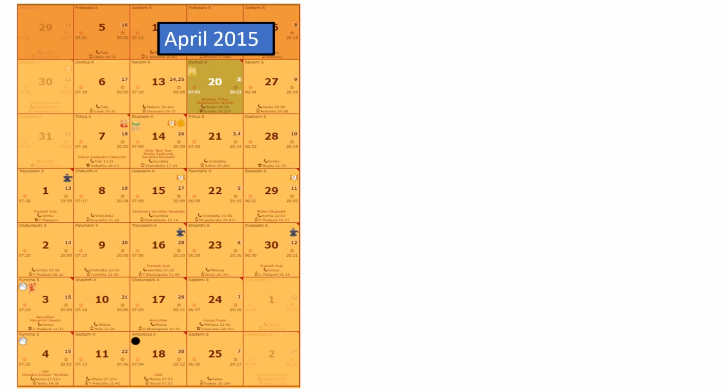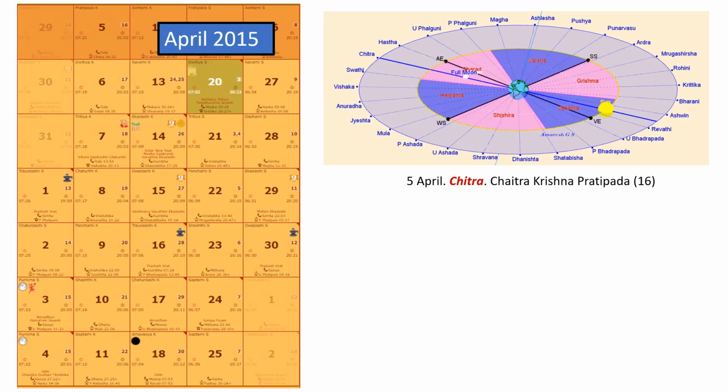And it was also the day of Gudi Padwa, the way it is celebrated in Maharashtra, the Chaitra Shukla Pratipada, the first day of the Indian lunisolar calendar. And also it's celebrated as Ugadi, for example, in Karnataka and Andhra Pradesh. So we will continue from where we left off in the previous module. 5th April, Nakshatra is Chitra, and it is the day of Chaitra Krishna Pratipada.